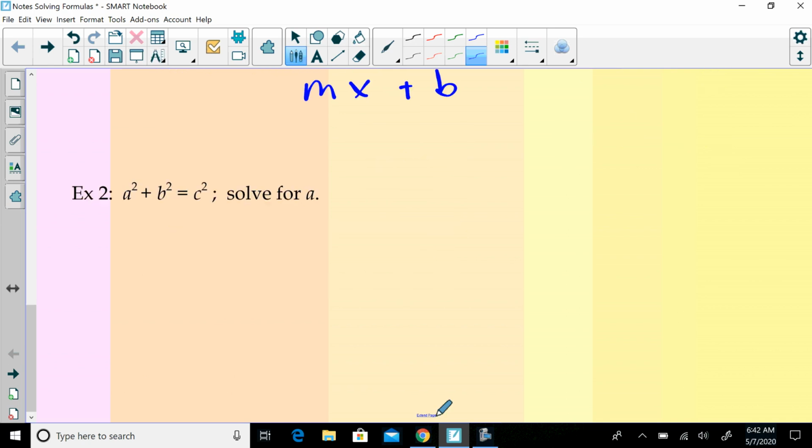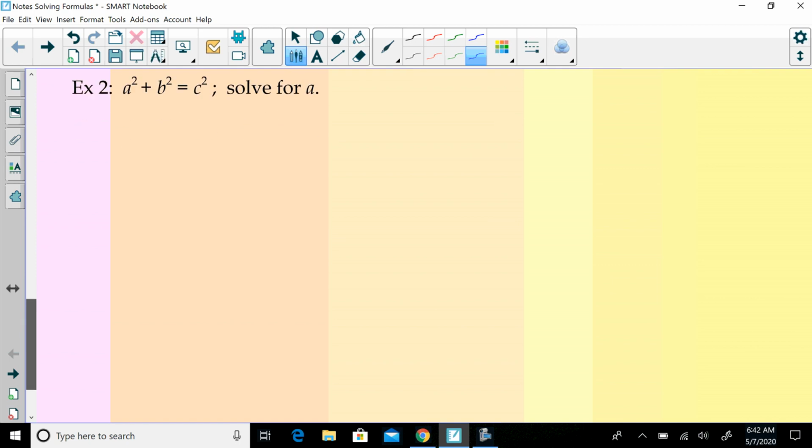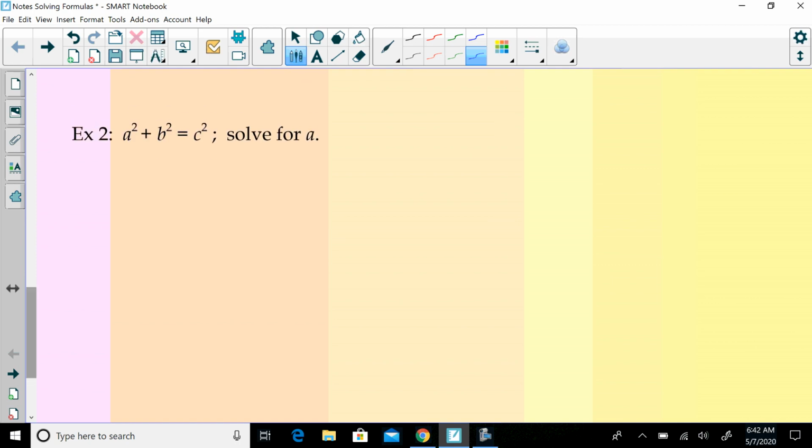All right, so the next one, obviously you're well acquainted with this particular formula. You know this as the Pythagorean Theorem. We're going to solve it for a, so we want to isolate a. Think about the way that you perform order of operations. When you're solving an equation, you're frequently going in the opposite order of operations.